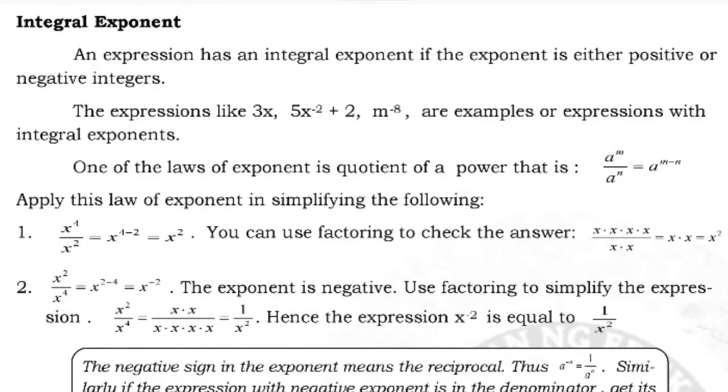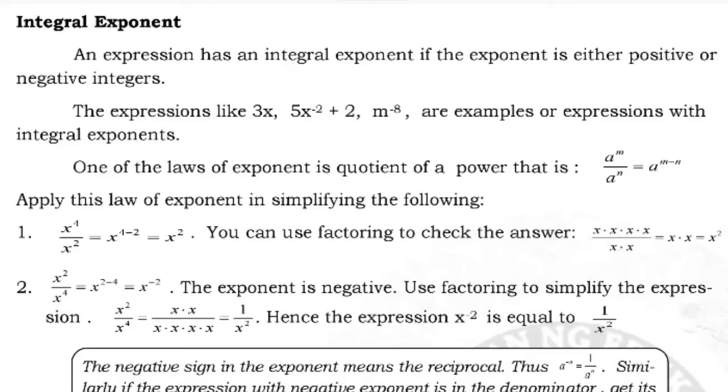The next one is integral exponent. An expression has an integral exponent if the exponent is either a positive or negative integer. Expressions like 3x, 5x to the power of negative 2 plus 2, m to the power of negative 8 are examples of expressions with integral exponents.